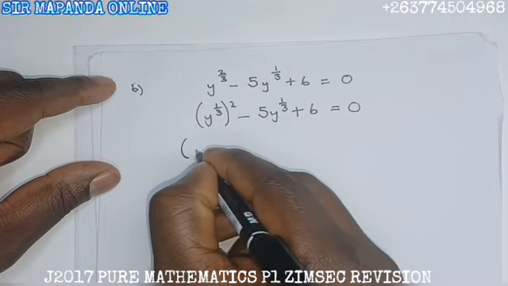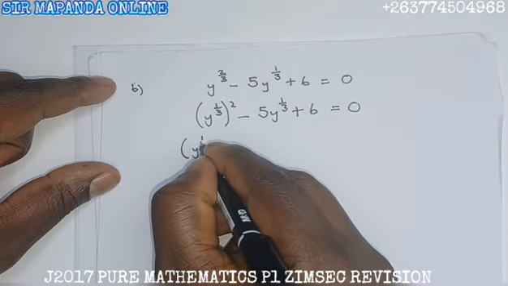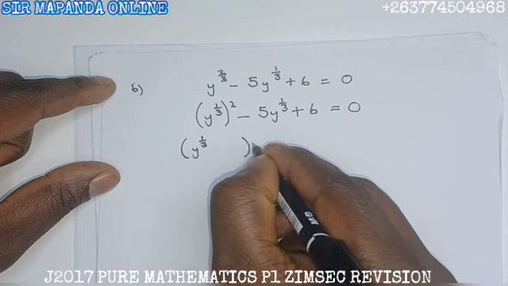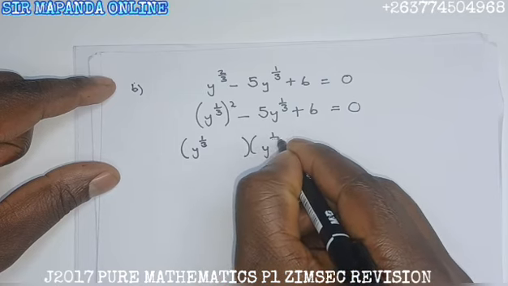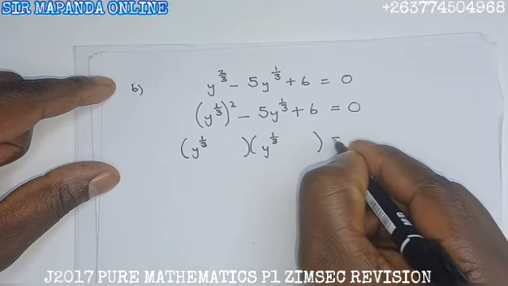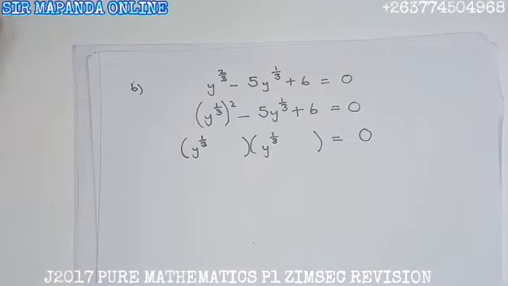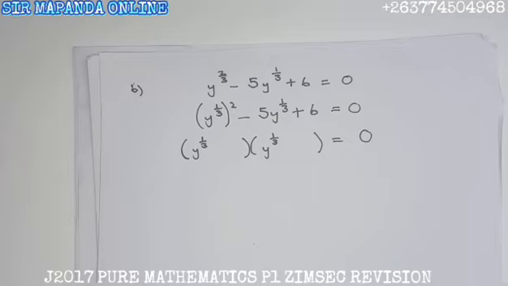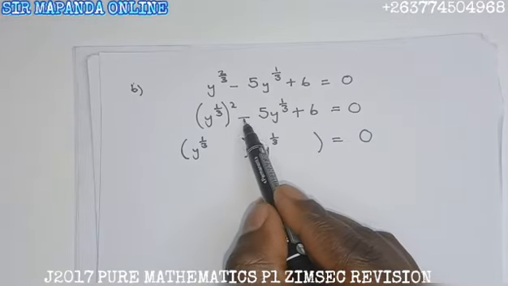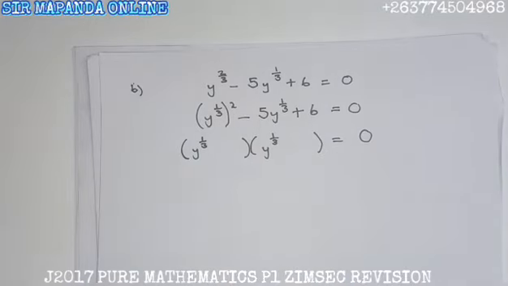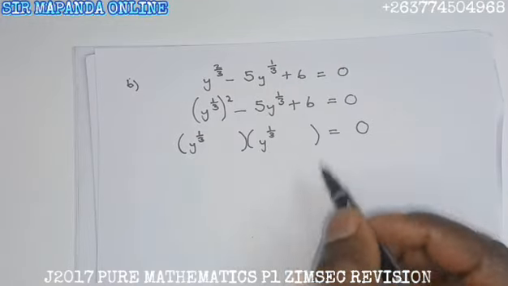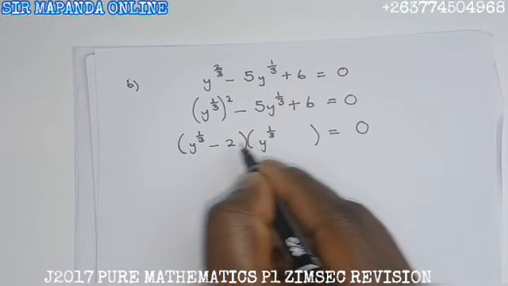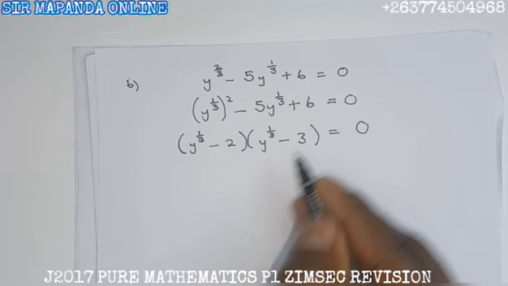So here you are going to have y to the power of 1/3 here. Then you write y to the power of 1/3 here. Then you equate it to 0. We need to find two terms which give a sum of minus 5 and a product of 6. So we have minus 2 and minus 3.